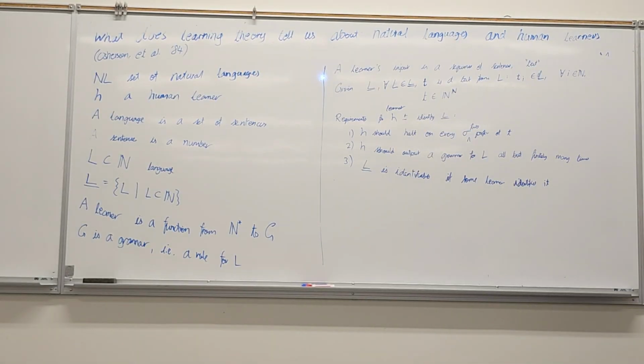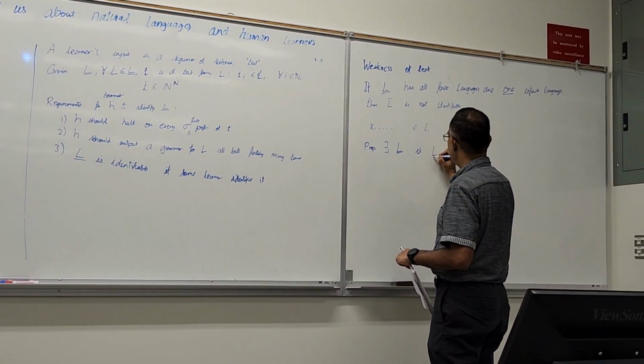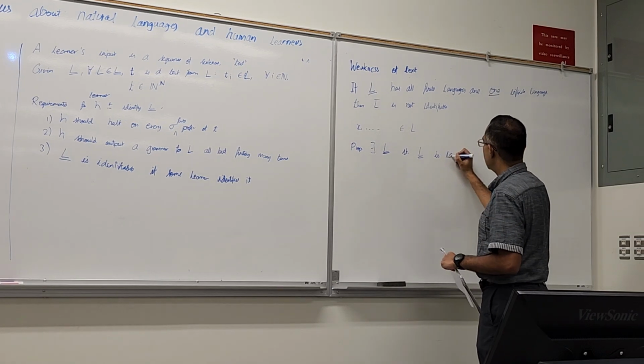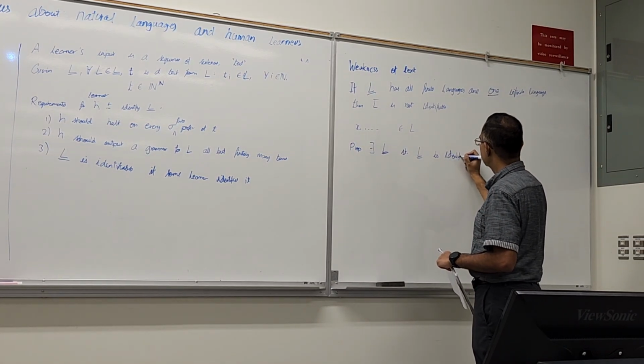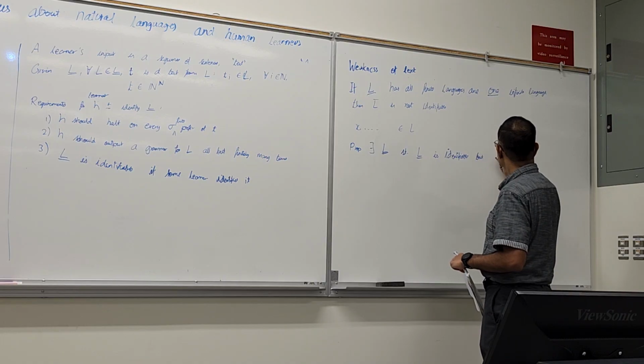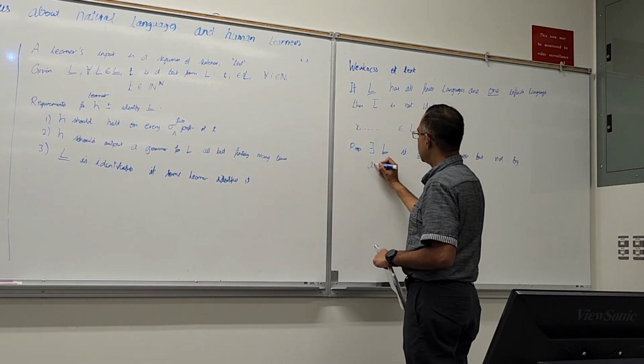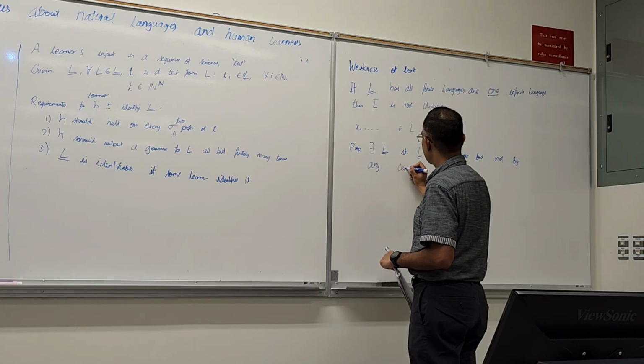So the first proposition says there exists a collection of languages L bar such that L bar is identifiable, but not by any computable learner.